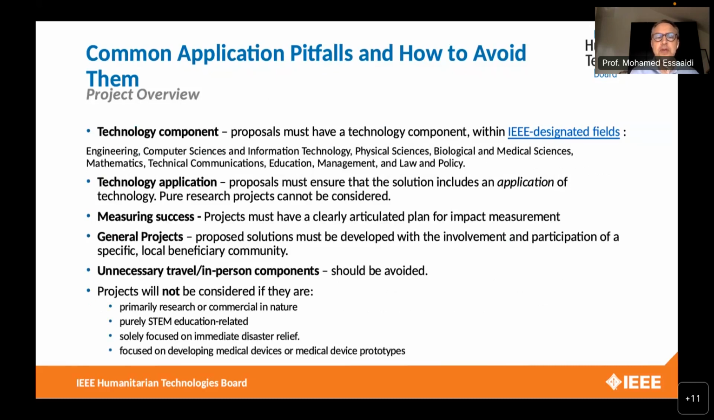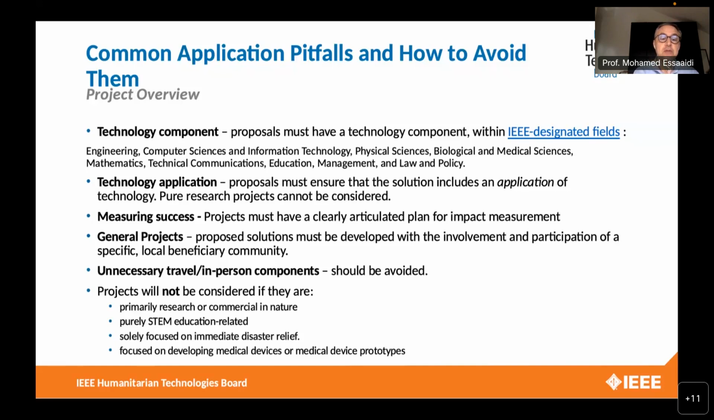We have also the technology component. For this aspect, proposals must have a technology component within IEEE designated fields, such as engineering, computer science and information technology, physical sciences, biological and medical sciences, mathematics, technical communications, education, management, and law and policy. We have also the technology application. The proposals must ensure that the solution includes an application of technology. So pure research projects cannot be considered. It should have impact on the community through technology application. We should also be able to measure success. So the project must have a clearly articulated plan for impact measurement.